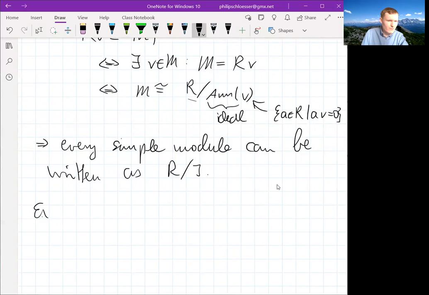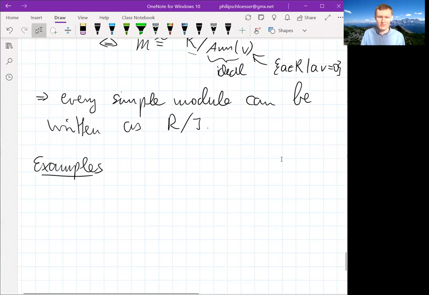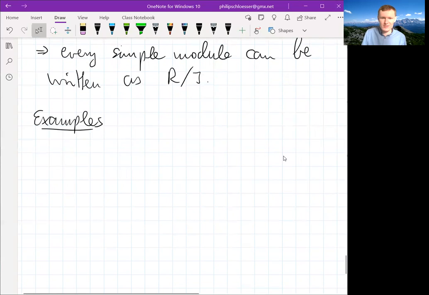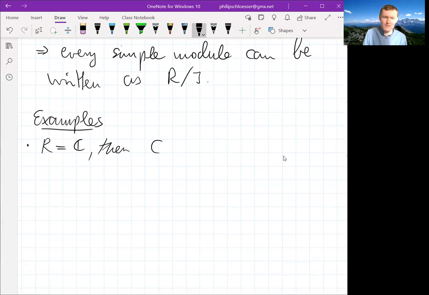But now, why did I introduce modules, and why did I say that modules were the same thing as representations? So what are examples of modules? The first thing is, we just take the trivial example of our C-algebra being C itself. Then our modules are just vector spaces, and that's it.